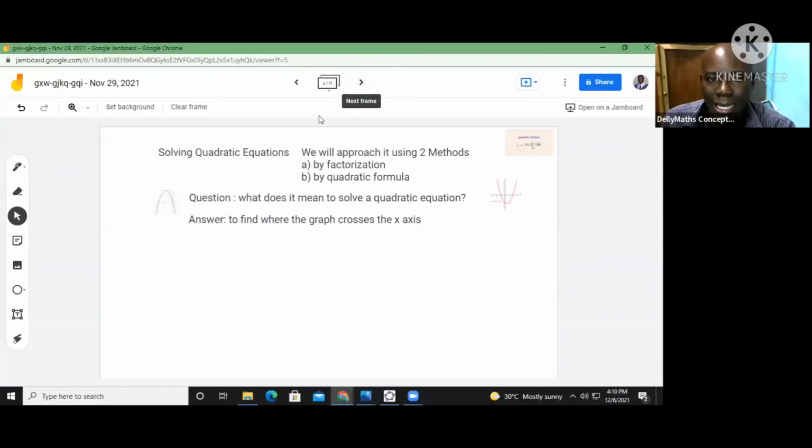Last week we looked at ways in which to solve the quadratic, and we spoke about the fact that we will be using the factorization method. We did a whole 2 hours last week on looking at the various ways in which factorization could help us to solve the quadratic. And this week we intend to look at the quadratic formula.